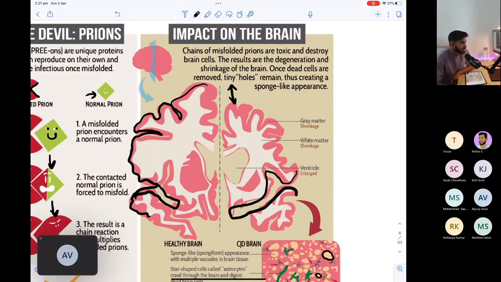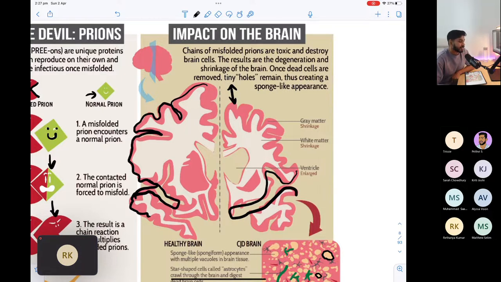Rithanya, what's an example of prion disease you learned at school? Fatal familial insomnia. Did you learn that from here or did you learn it from school? I had that written in my book from school. Very good. All right. FFI.